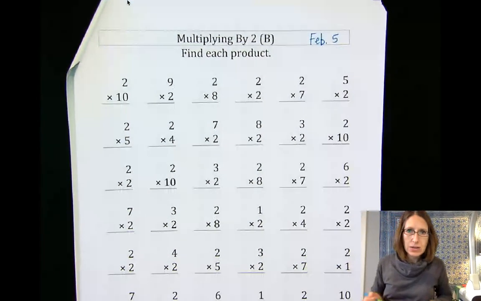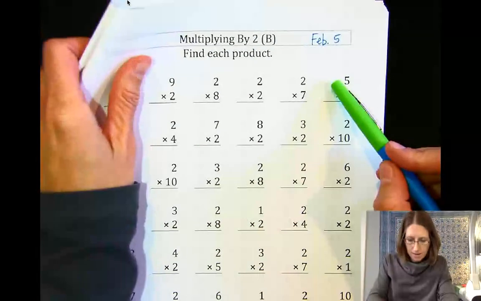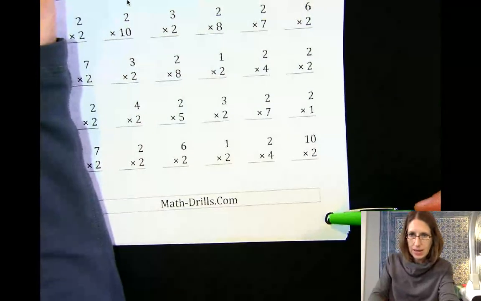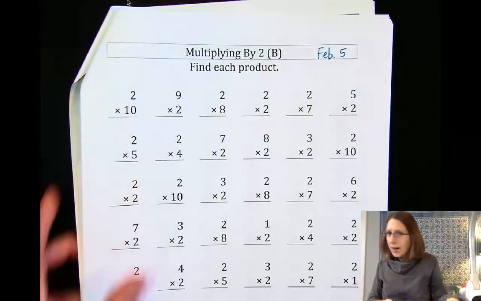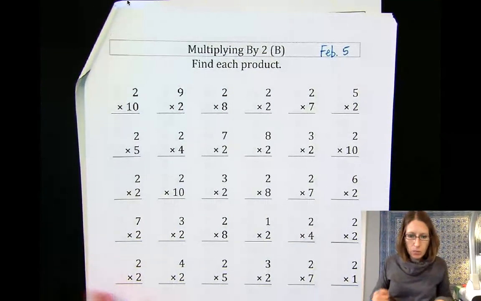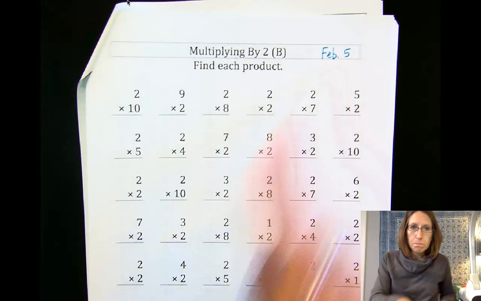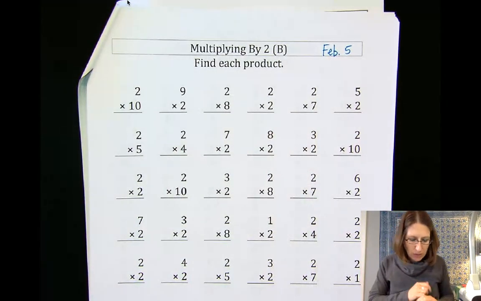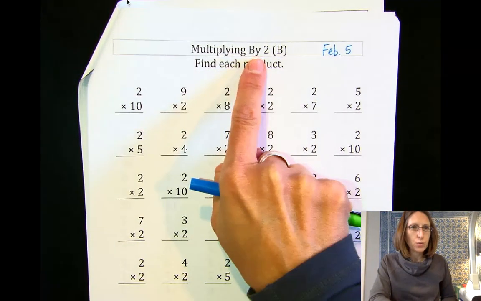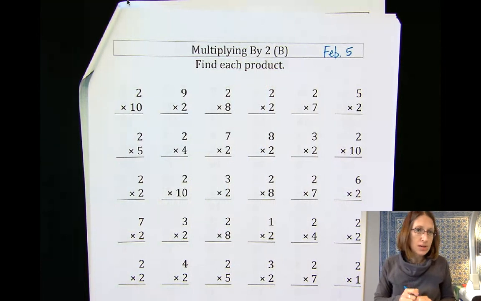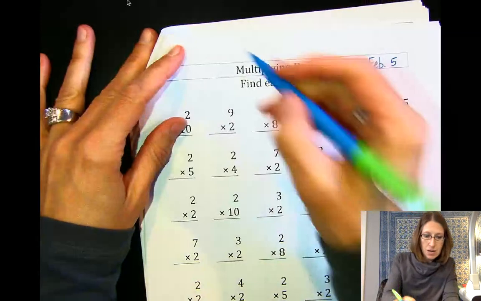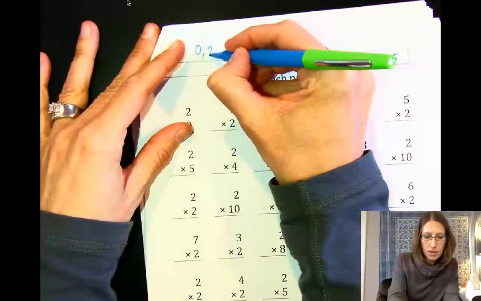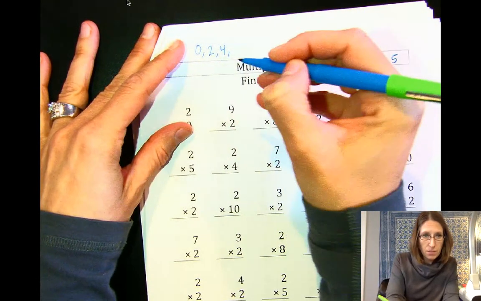Let's see. So today we are working on page 6 in our fact practice packet. Today is Friday, February 5th. And you'll notice that we are multiplying by 2. So we're still practicing memorizing our multiplying by 2's facts. If you wanted to write your skip counting facts at the top, that would be a very prudent idea.